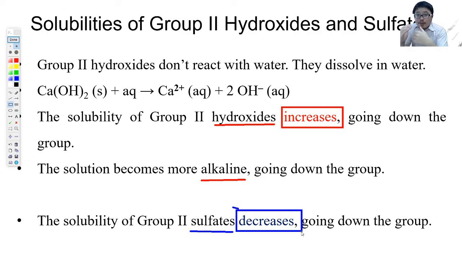So I want to highlight between these two because it's something you have to remember for your AS. As to why the two trends are opposite of each other, you need to wait until A2. Because the answer is in lattice energy, that particular chapter. It has to do with energetics. But for now, please remember the solubility of group 2 hydroxides increases going down the group. The solubility of group 2 sulfates decreases going down the group.